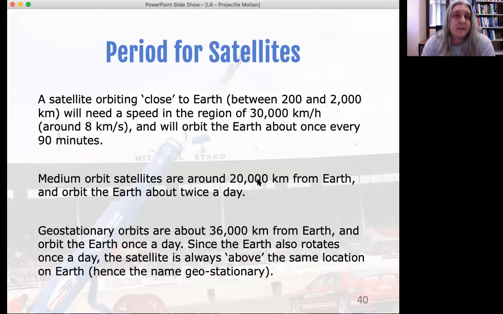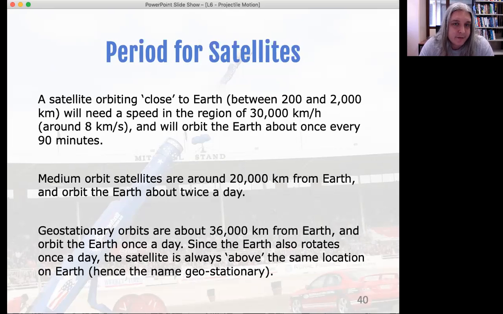For satellites, depending on how far away from the Earth they are, they have to move at different speeds because we've got different gravities. And as you get further away, the acceleration due to gravity is less. So satellites that are close to Earth, around 200 to 2,000 kilometers away from the Earth's surface, are going to need a speed of around 30,000 kilometers an hour, which is 8 kilometers a second, which is the one we were just talking about. These are the close Earth orbits. And they go around the Earth about once every 90 minutes, so about every hour and a half.